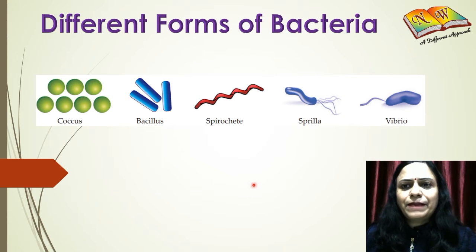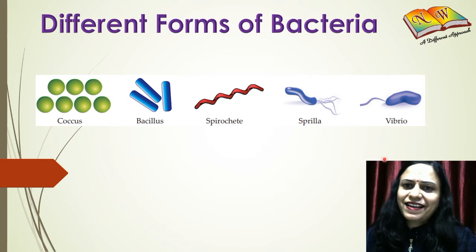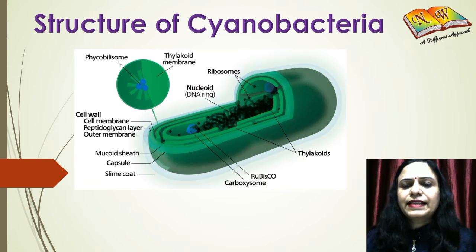On the basis of their shapes, bacteria could be called coccus if they are round, bacillus if they are cylindrical in shape, spirochete if they are spiral in shape, spirilla if they look like this, and vibrio if they are comma-like in shape. This is the structure of a cyanobacteria.